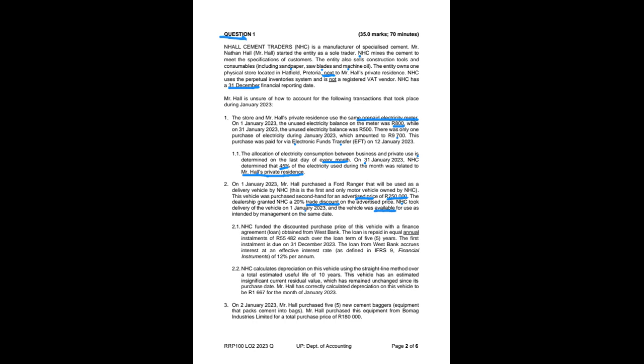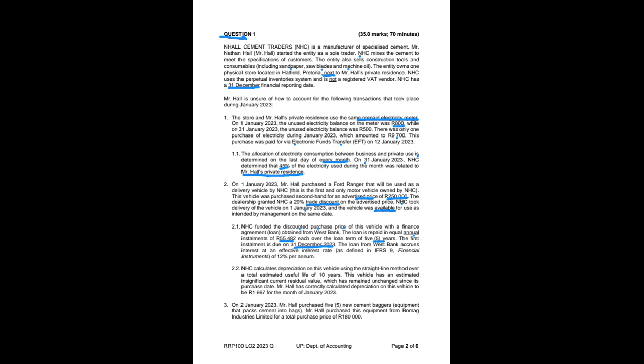We are then told that NHC funded the discounted purchase price. Notice, not the advertised price, the discounted purchase price of the vehicle with a finance agreement or loan from West Bank. The loan is repaid in equal annual installments over a 5-year period. The first installment is due at the end of this year, right? Because it's annual installments, so one installment per year. So the first installment is at the end of 31st December 2023, the end of this year.